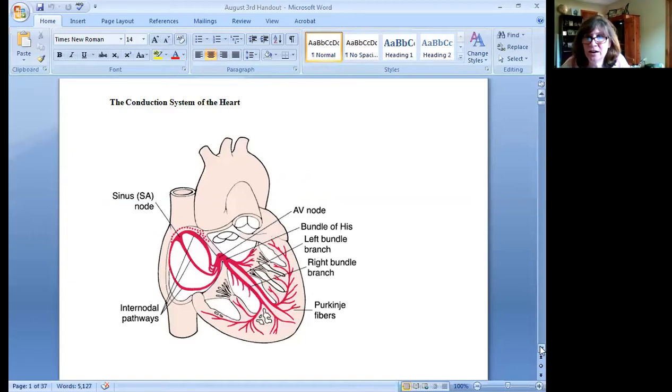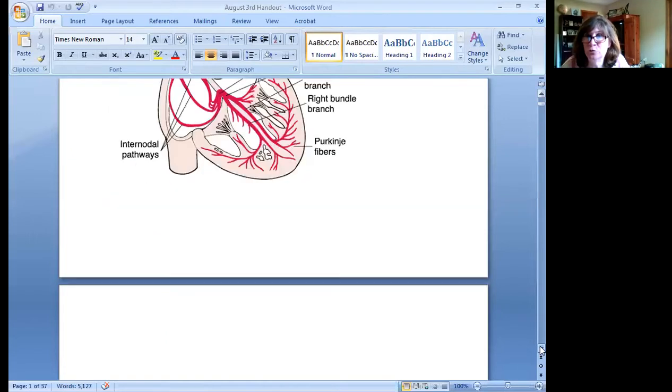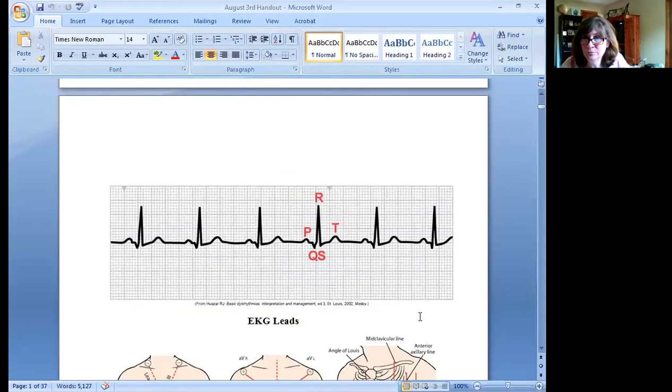So how are we going to assess this electrical flow in the heart? Well, we're going to look at our EKG paper. And on the next page, it's a better description of the ECG paper. But you see large boxes, and you see there's 5 small boxes in each large box. We'll look at this more closely in just a minute. But we're going to look at the tracing.